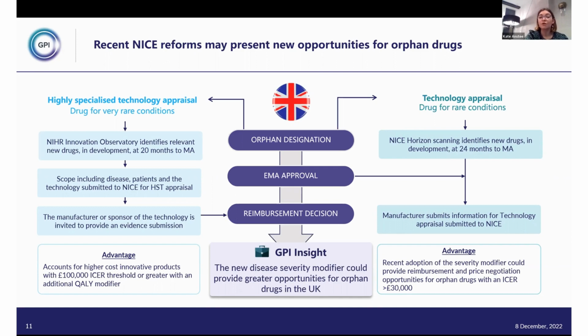However, the new adoption of the disease severity modifier could allow additional quality weighting to be applied for severe diseases, and this would align the two appraisal processes for all orphan drugs. However, how this is applied across orphan drugs is still within its infancy, but it's certainly one to watch as an opportunity for new orphan products.